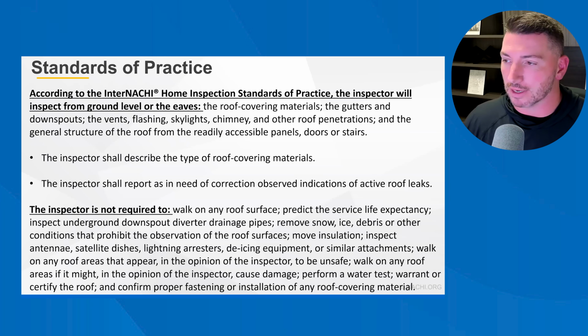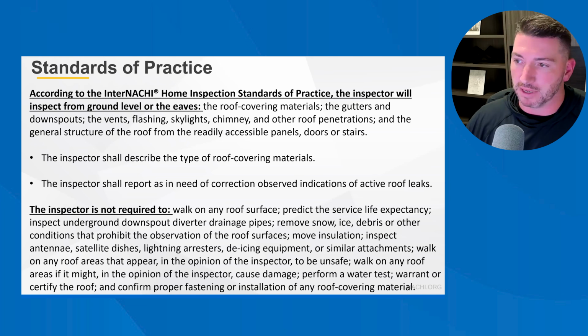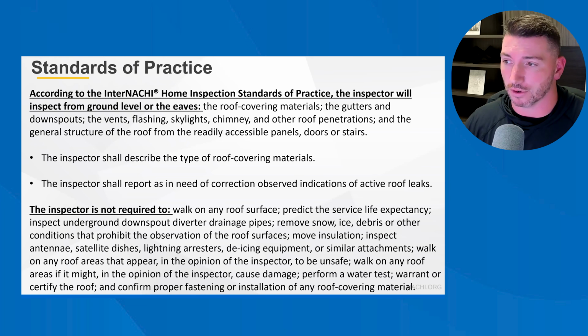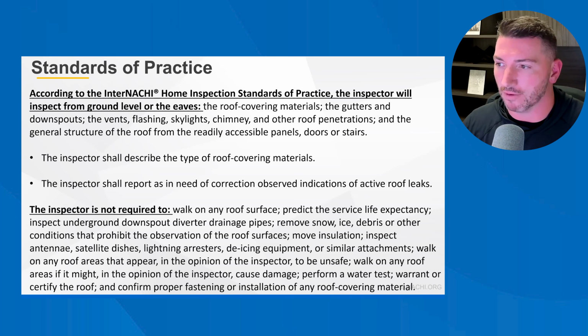So, if you're talking about a situation where maybe it's a flat roof and you've got scuppers or something like that instead of gutters, you're going to inspect the drainage system of the roof. The vents, the flashing, the skylights, the chimney, and other roof penetrations, and the general structure of the roof from the readily accessible panels, doors, or stairs. Okay, the inspector shall describe the type of roof covering materials. The inspector shall report as in need of correction observed indications of active roof leaks.